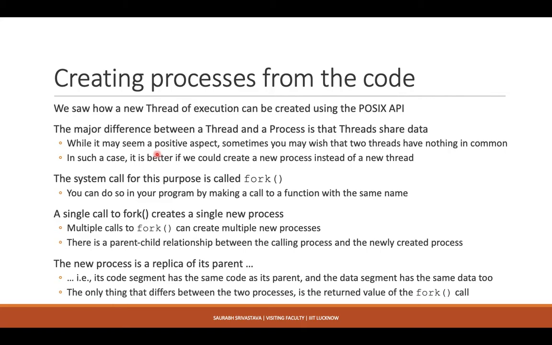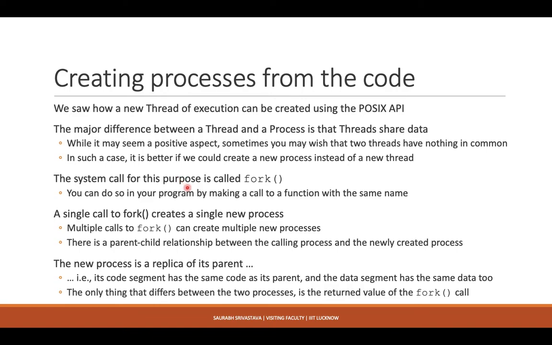Now it might seem to be a positive aspect most of the time because you have access to a common area. Sometimes you do not want that. Let us say from the security perspective, you want two threads to be completely independent of each other. The copies of variables, for example, that they have, including the global variables, should be different. It might be in certain situations you might want to have such a thing. So in such case, it is better not to create a thread, but to create a new process.